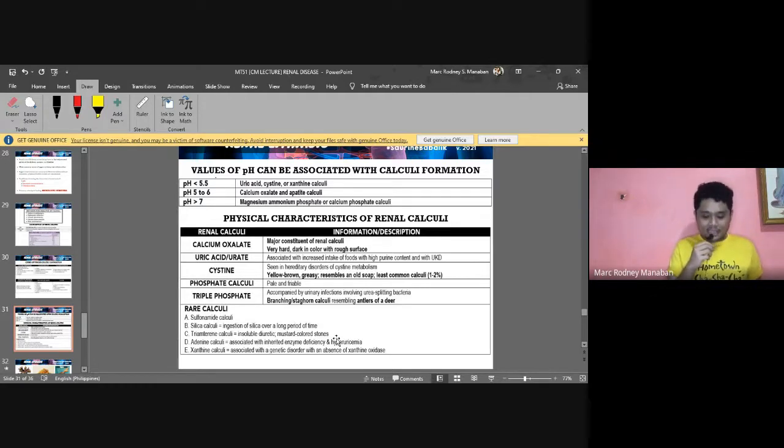Now, we go to physical characteristics. Very important, dears. Okay, so CaOx in appearance, major constituent, again, of renal calculi, very hard, dark in color with a rough surface. So, somewhat dark in color and somewhat rough. Uric acid, urate, again, it can be hyperuricemia, high uric acid levels, or that CKD disease. It can cause increased uric acid concentration.